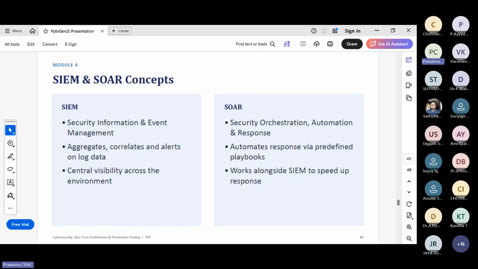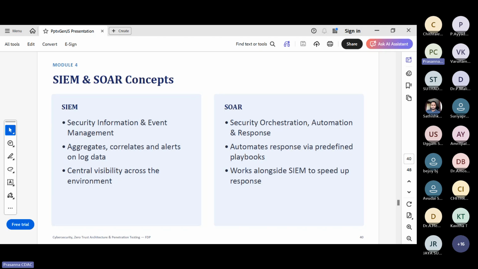SIEM is Security Information and Event Management. As I mentioned, it will be monitoring the security events alone. And SOAR is Security Orchestration, Automation and Response. The difference between these two, I will tell you. In the case of SIEM, it will try to trigger the alert. The action has to be taken by the analyst, or whoever is monitoring the system. What is the action? Whether he has to call or whether he has to isolate or do something else.